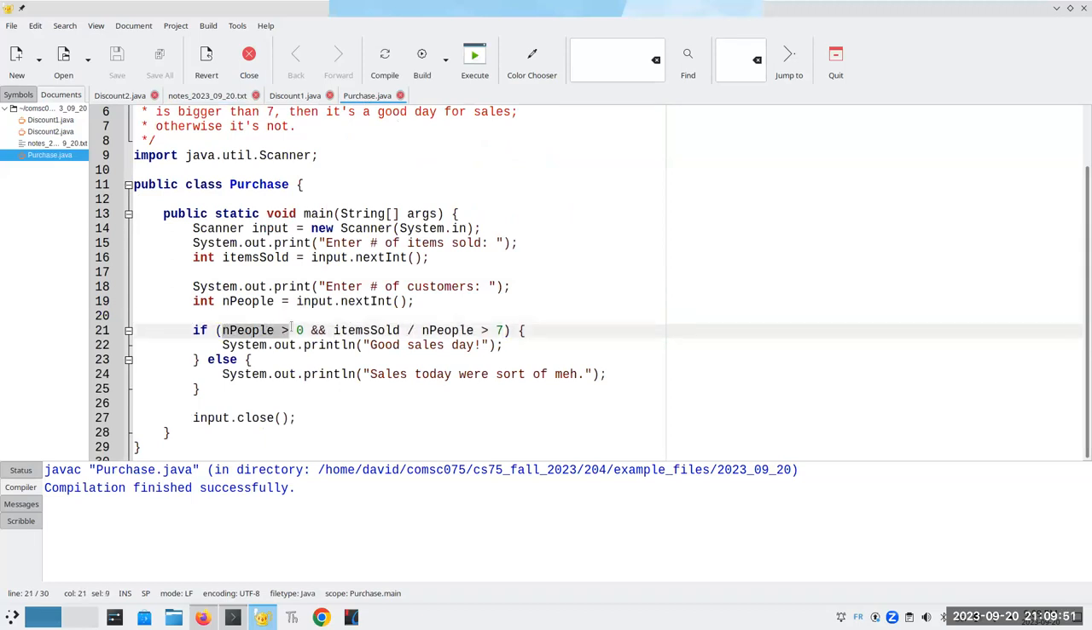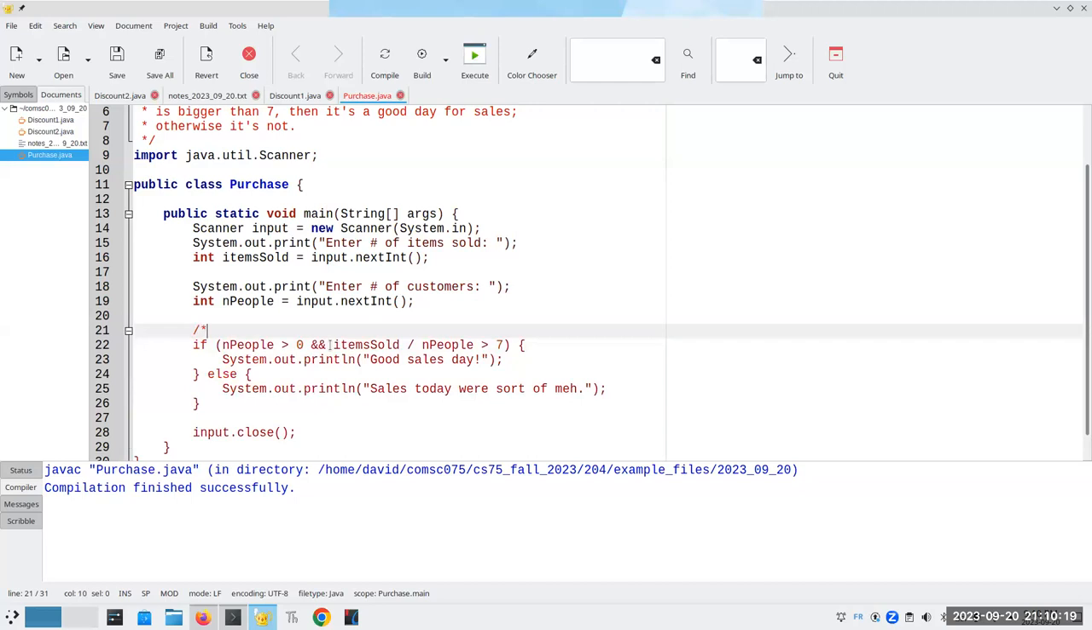Let's say the number of people is equal to zero. That means this is false. Because it's false, I know that this whole thing has to be false, because again, this second condition doesn't matter. The moment this first one is false, they can't both be true. Which means I never have to even look at this condition and the division never happens.